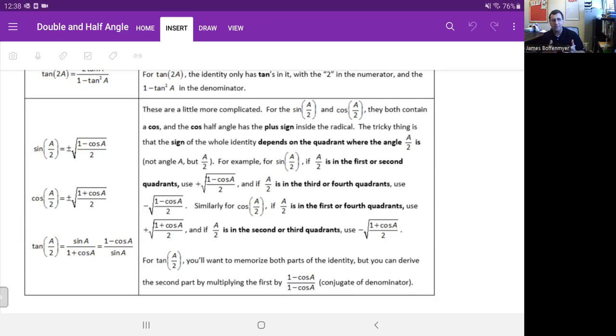Also, something I do need to mention: the plus and the minus on the outside of the square roots is determined by the angle, your A over 2, and what quadrant that angle is going to be in. Okay, so let's start looking at a problem.